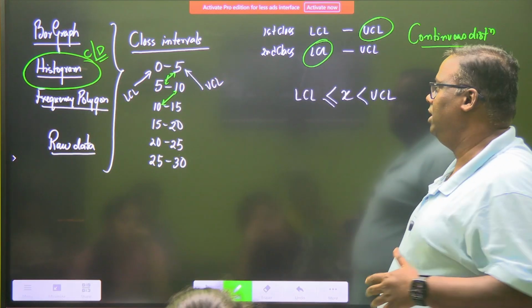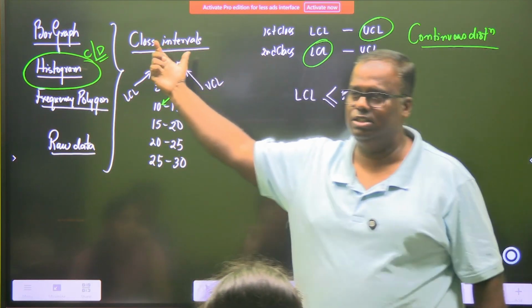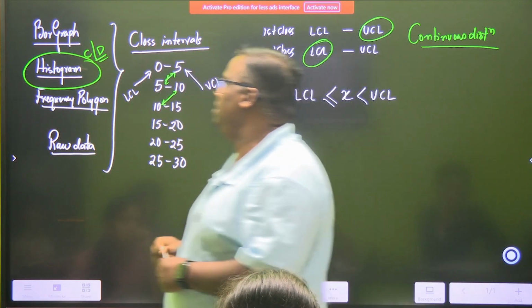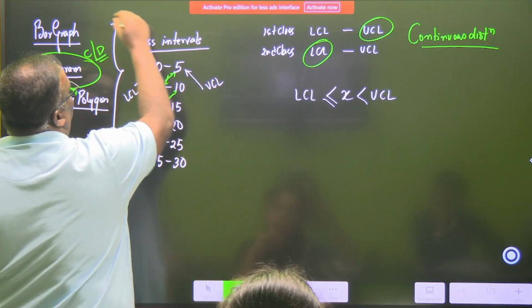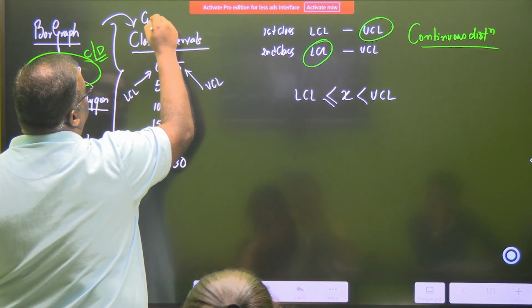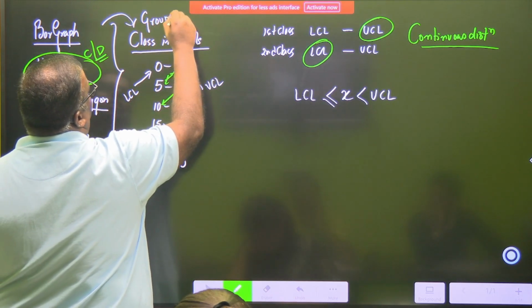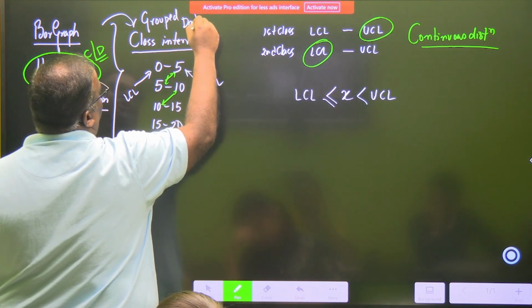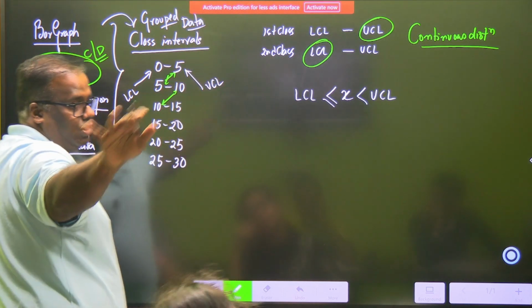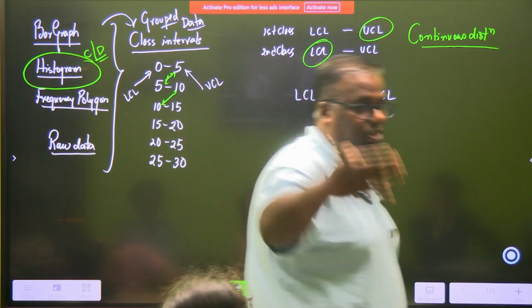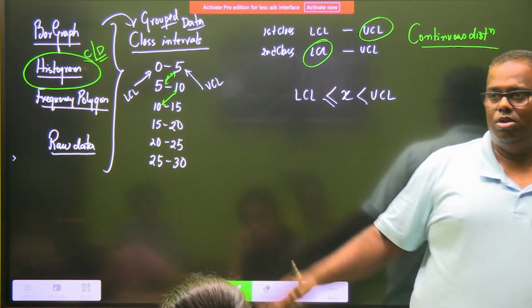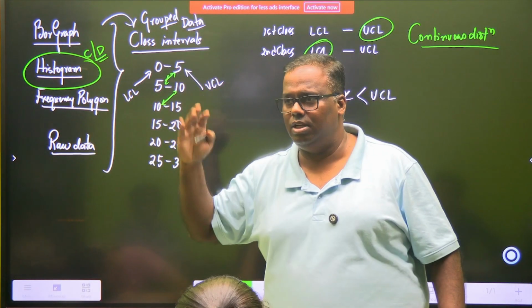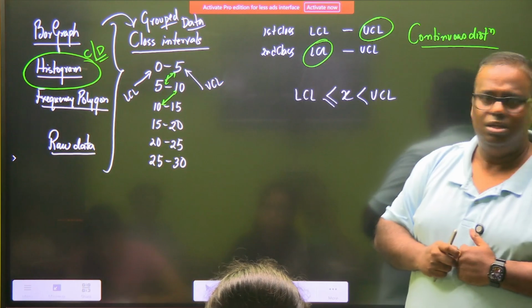नाउ टेल मी वन थिंग, डू यू अंडरस्टैंड व्हाट इज अ क्लास इंटरवल? क्लास इंटरवल मीन्स whatever data you took, those data are presented here as grouped data। मतलब I took the marks of 40 children of this class and then I grouped it। I grouped it how? 0 to 5, 5 to 10। easy होता है एनालिसिस में। समझ में आया?